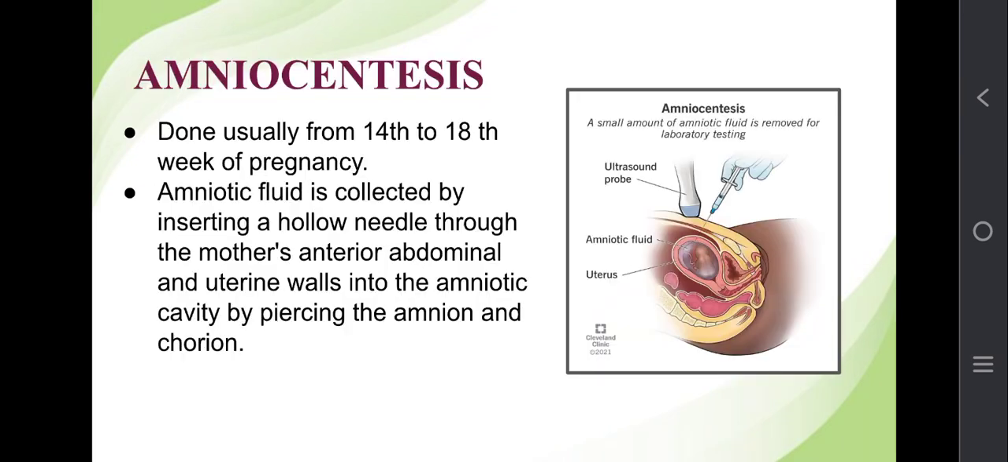Amniocentesis. Amniocentesis involves taking a sample of amniotic fluid. The fetal cells from the sample are grown and then analyzed for the presence or absence of certain chromosomes, genes, or enzymes. It is usually done from the 14th to 18th week of pregnancy.